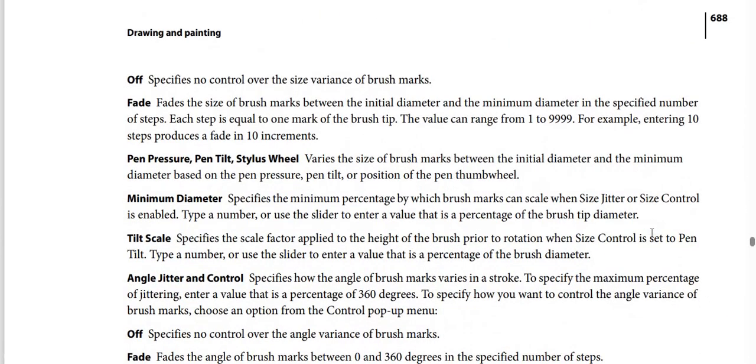And what's the meaning of off? Off specifies no control over the size variance of brush marks. And what's the meaning of fade? Fade fades the size of brush marks between the initial diameter and the minimum diameter in the specified number of steps. Each step, by the way, is equal to one mark of the brush tip, and the value can range from 1 to a million. For example, entering 10 steps produces a fade in 10 increments.